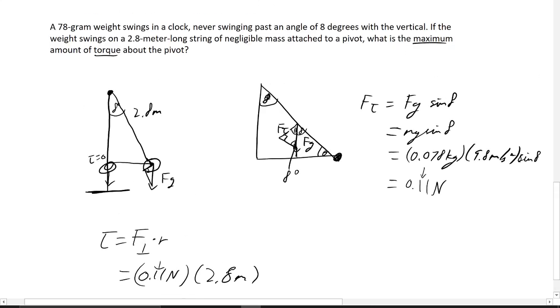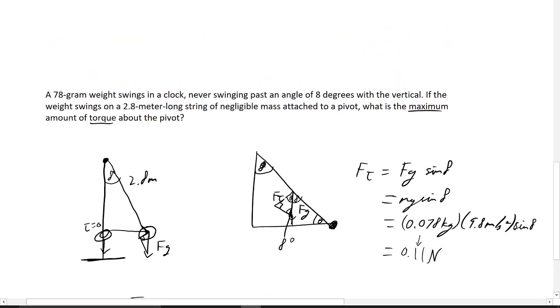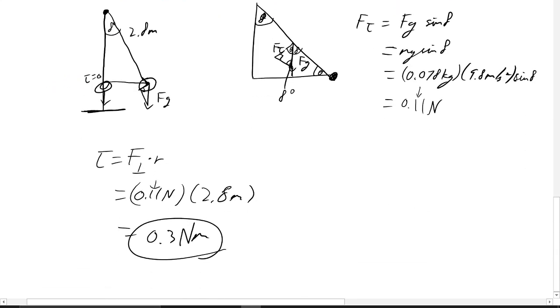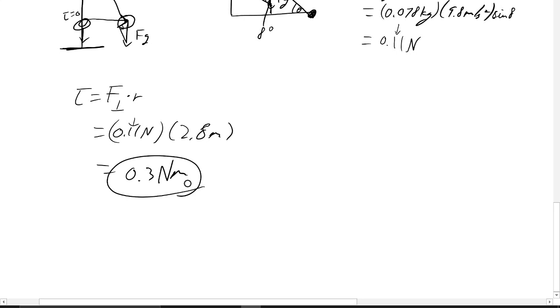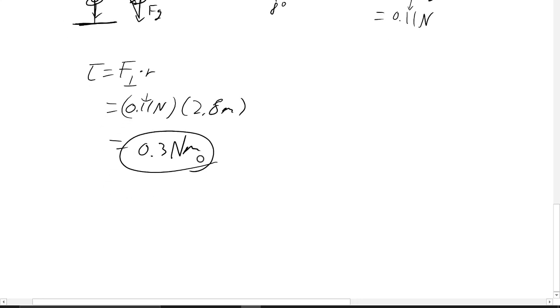And be careful, even though this is a force times a distance, it is not in joules, because it is completely different from work. It is actually its own thing. So you call this newton meters, not joules.